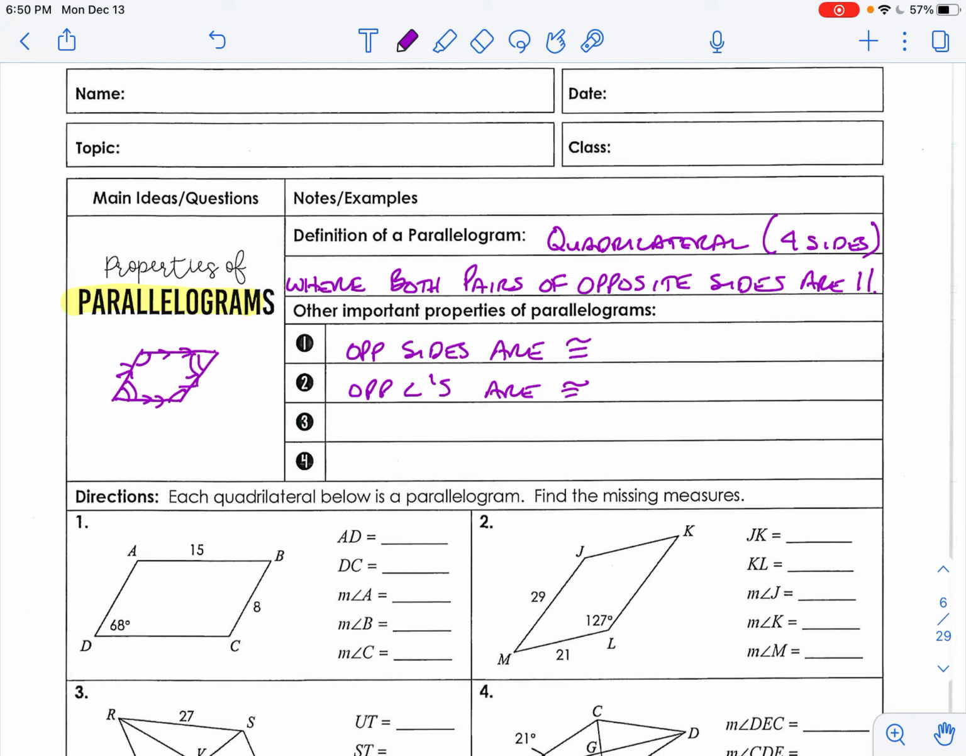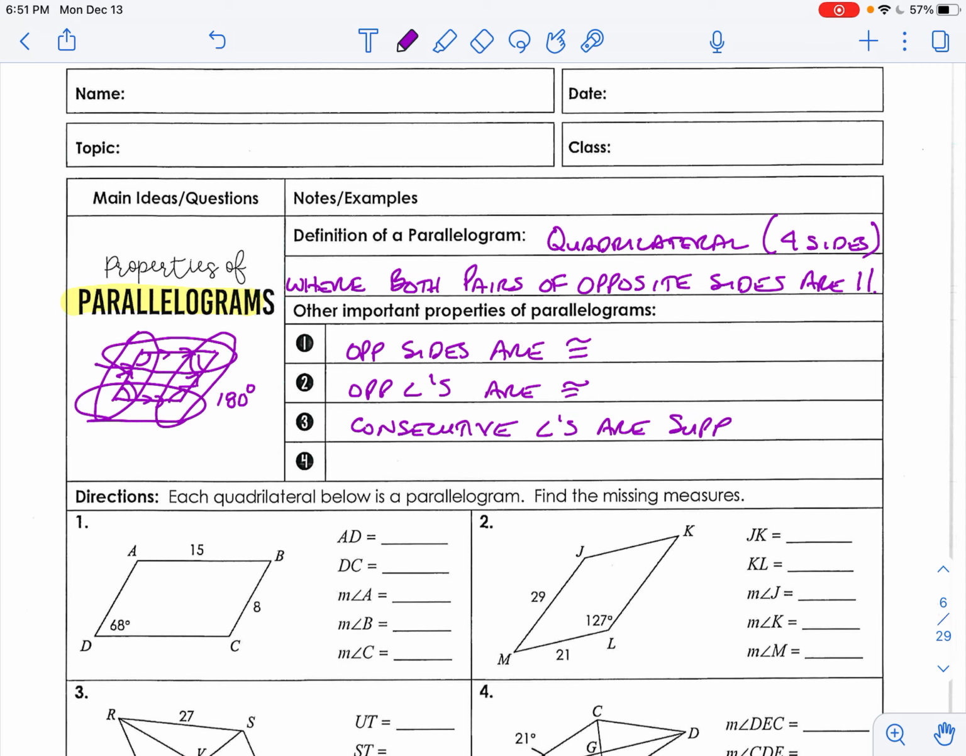Now, here's one: consecutive. If you remember the word consecutive, we talked about that word before, that means next to. Consecutive angles are supplementary. So that means these two angles here add up to be 180 degrees. And if you remember from the last section, all of the angles of a quadrilateral add up to be 360. So that side's 180, obviously this side would be 180, and these sides would be 180. So any pair of next to angles are supplementary.